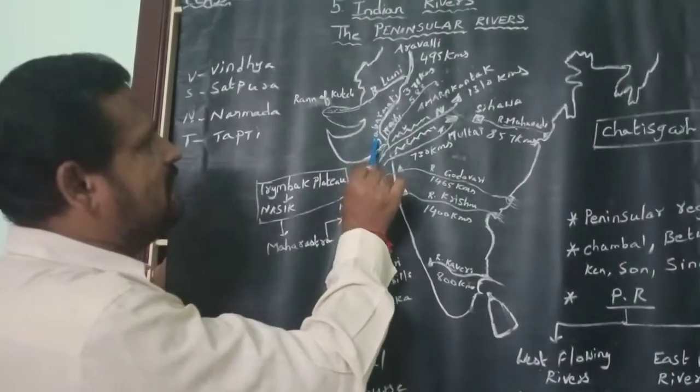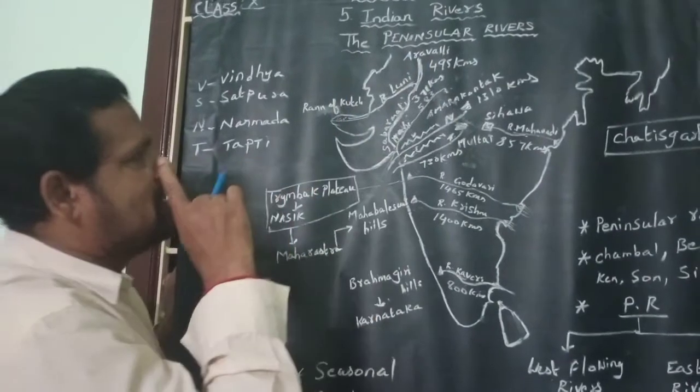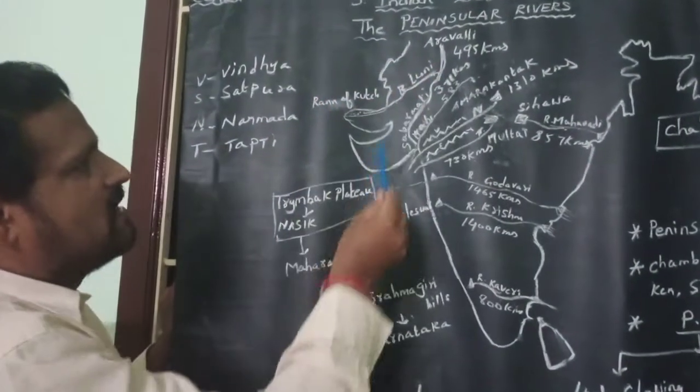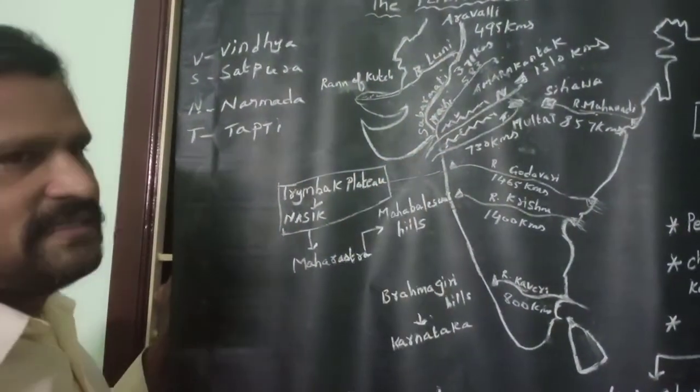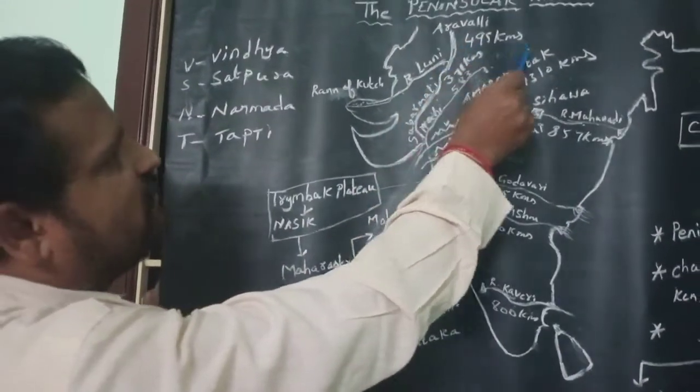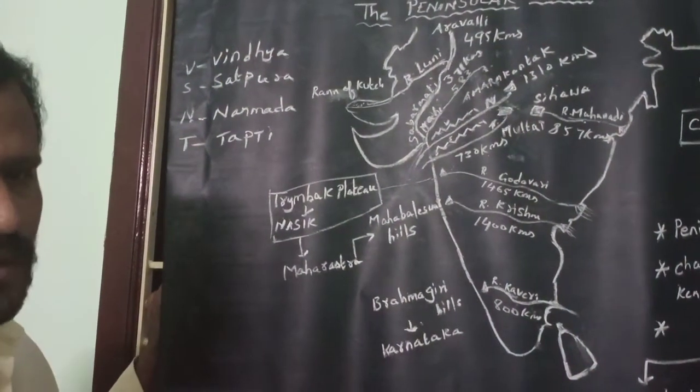River Sabarmati rises at Aravalli Hills, flows in Rajasthan state and Gujarat, and discharges in the Arabian Sea. The length of the Sabarmati river is 495 kilometers.